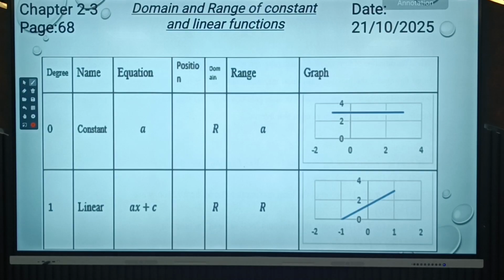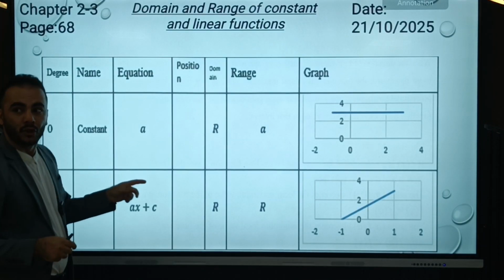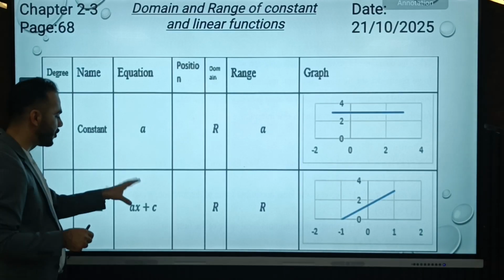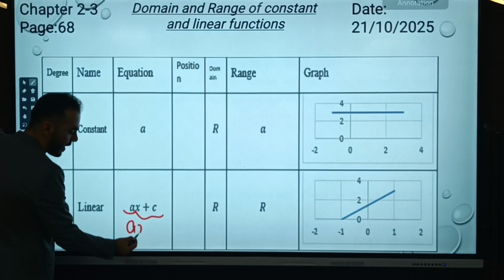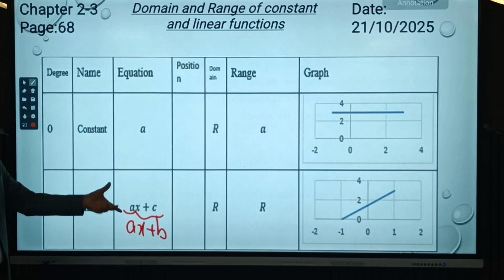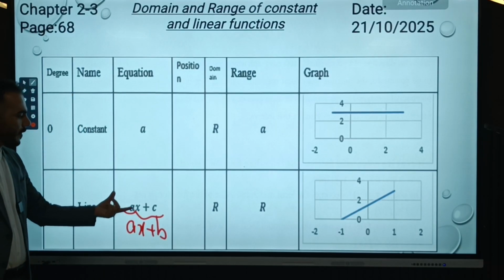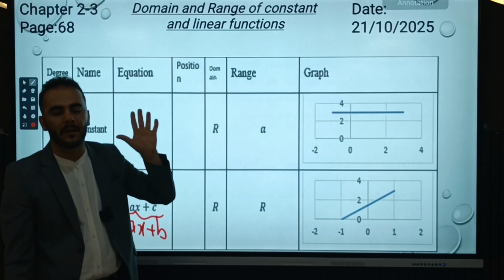Okay, the domain for the linear function. Let's just come back to the linear function. Here, it's defined in this way: ax plus b. Still, it's the same. So a is the slope, b is the y-intercept. Well, for a linear function, the domain is all the real numbers again, and the range is also all the real numbers.